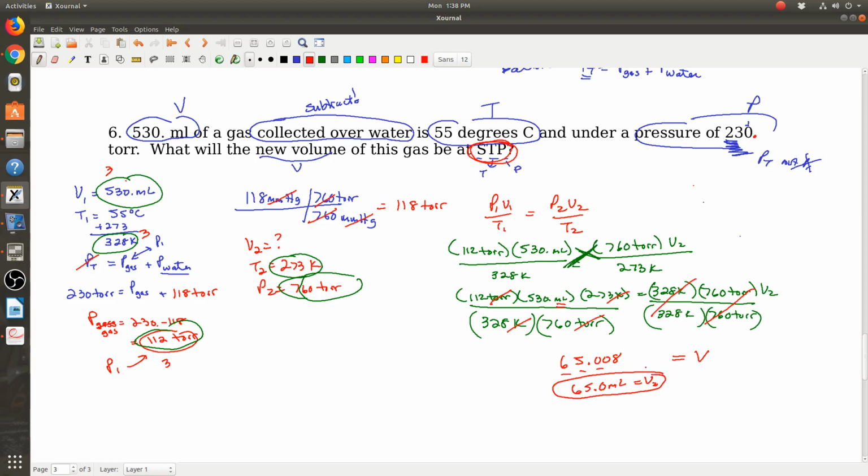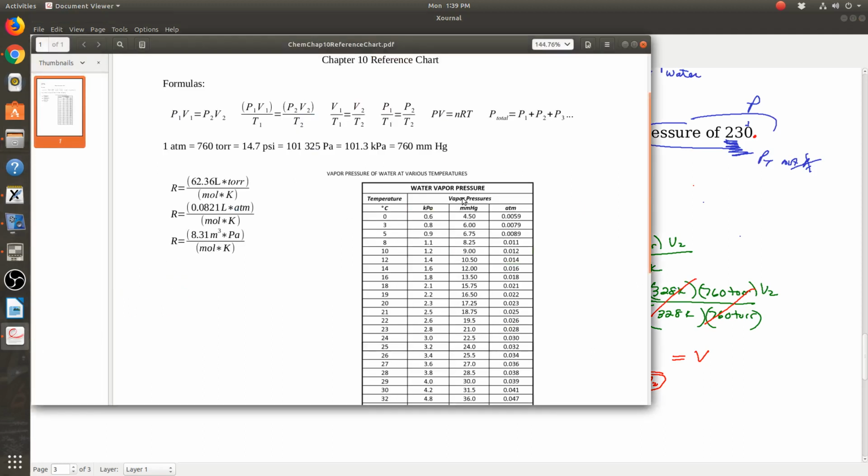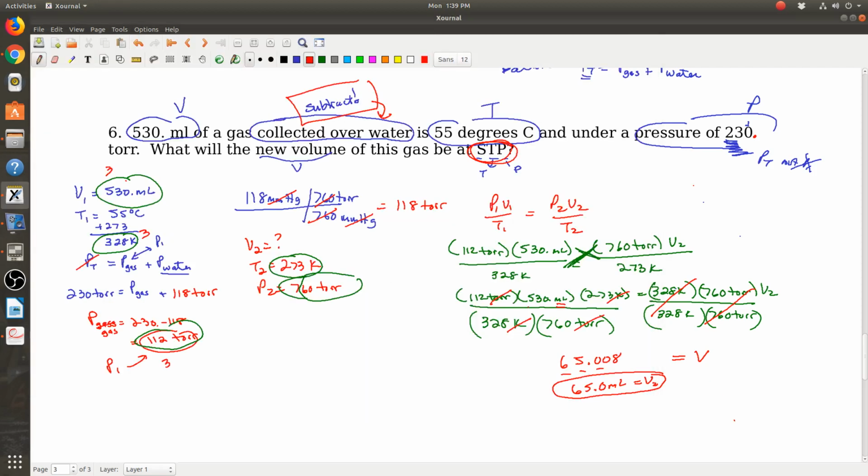That's your answer. So what made this one a little more difficult? Remembering this right here, guys. Super important. Subtract the water vapor. Where do I get it from? I get it from the reference chart that says water vapor pressure. That's the whole reason you have this chart. Make sure you understand that. Okay, I hope this helps, and I will see you soon.